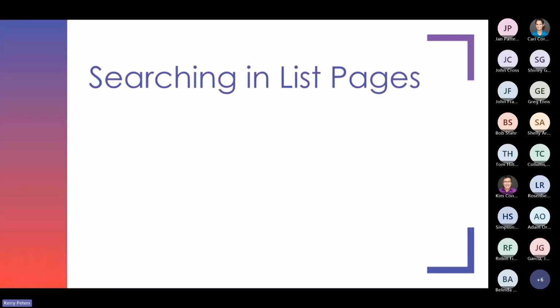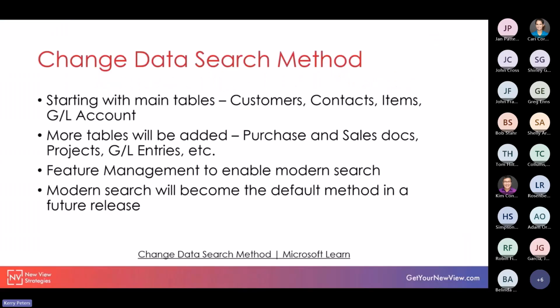Searching in list pages is one of the new features that is a change to the way that the search is normally done in lists. With this new release, we have the ability to change the data search method. And for the new search, the modern search, as they call it, it's starting with the main tables. So things like customers, contacts, items, and GL accounts.